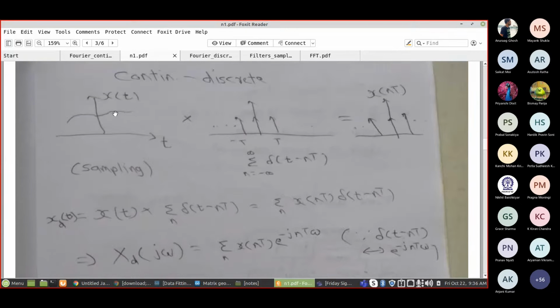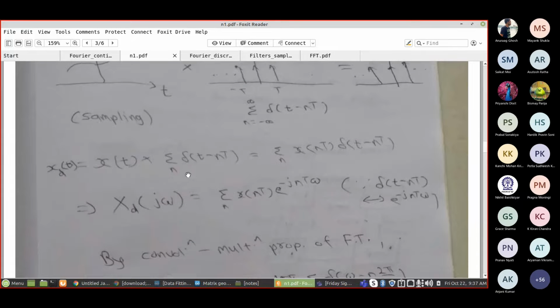There are two ways to do that. Let us have a look at both of those types. The first type is as follows. For x d of t, we have this expression, and let's apply the Fourier transform on both sides. Here we get x d of j omega, the Fourier transform of this. The Fourier transform is going to act on this because this is a function dependent on time. This is just some magnitude.